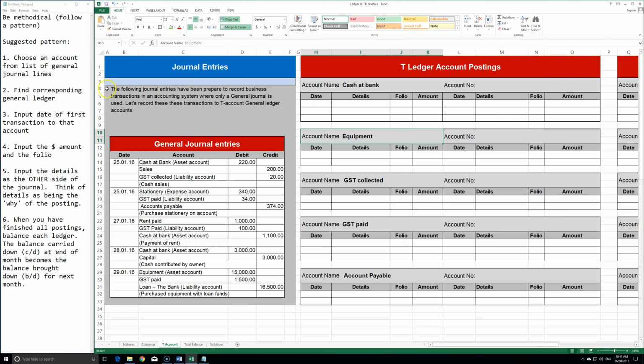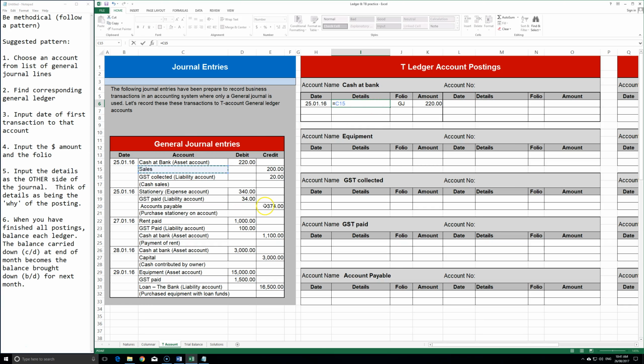So we'll be methodical as usual. We're going to start with cash at bank, and it's pretty similar to what we did the first time, just remembering that the left side of this ledger is debit and the right side here is credit. So I'll put the date in first, and then I'm going to put in the amount, which was 220 as a debit, and the folio is the general journal.